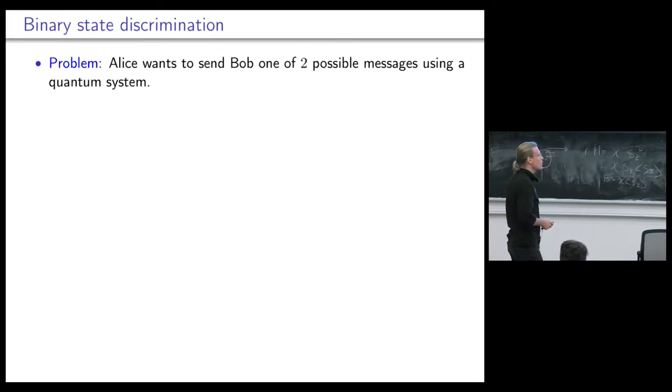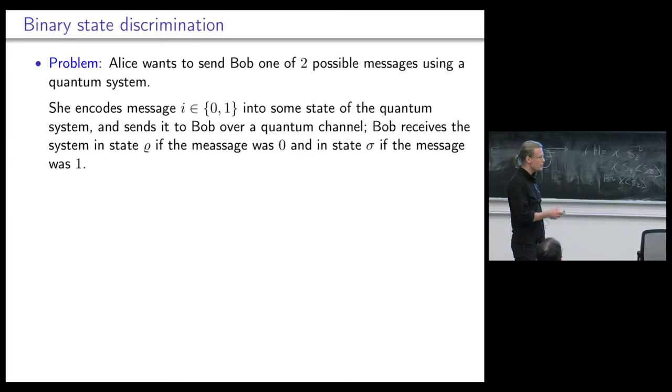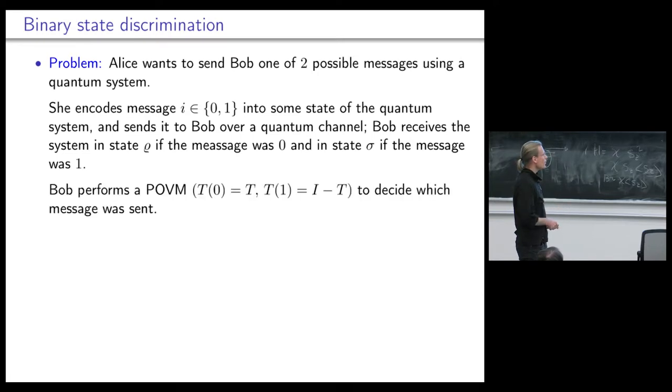So we are considering the same problem as in the previous part, namely binary state discrimination. So I just repeat again, the problem is that Alice wants to send Bob one of two possible messages using a quantum system, and she encodes her message, which is now either 0 or 1, into some state of a quantum system, sends it over to Bob over a quantum channel, and this time I denote the two possible states arriving at Bob by rho, if Alice has sent 0, and sigma if Alice has sent 1. Okay, so they are going to be our main objects, this rho and sigma. And on the receiving end, Bob is going to perform a binary POVM with outcomes 0 and 1, and obviously we can identify such a binary POVM with a single operator T corresponding to 0, because the other one is just 1 minus T.